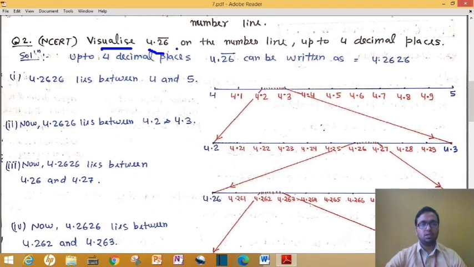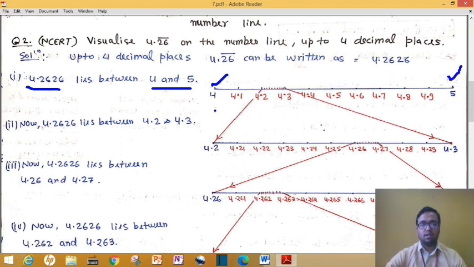Visualize 4.26 bar on the number line up to 4 decimal places. Now you understand the meaning of this bar. This means this number is repeating itself. This block of digits, that is 26, is repeating itself. So up to 4 decimal places, 4.26 bar can be written as 4.2626. So how will we show this number on the number line? First we will check that this number 4.2626 lies between 4 and 5. So here we will write 4 and here we will write 5.